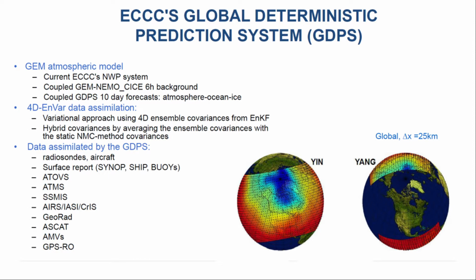The GDPS data assimilation method is a hybrid variational approach called 4DEnVar-RI. This approach averages the flow-dependent ensemble covariances from the Ensemble Kalman Filter, another operational system that we use at Environment and Climate Change Canada, and also the static NMC-like covariances. And the last point here is the list of all the observations that we use, and these observations correspond to the data assimilated operationally.